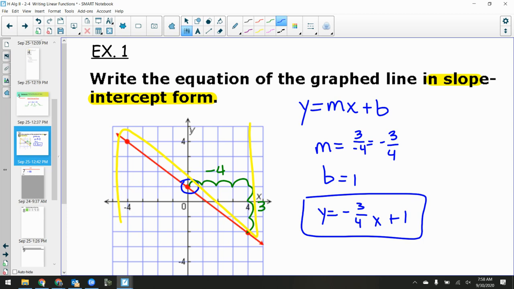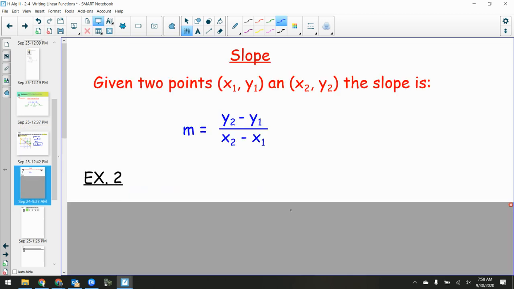Okay? All right, so what if I'm giving you just 2 points? Well, you're going to need to find the slope. I think we can all agree that with that last example, the slope was a very important piece. The slope is always going to be a very important piece. Remember that the slope formula is y2 minus y1 over x2 minus x1. Some people say rise over run. Some people say change in y divided by change in x.